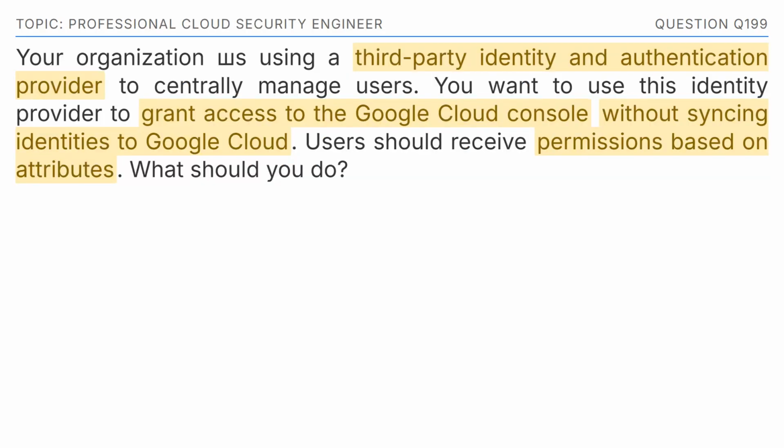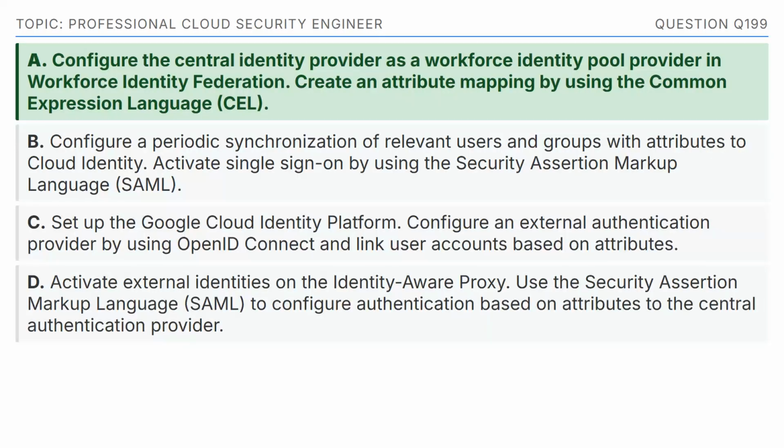To arrive at the correct answer, we focus on the keywords: third-party identity and authentication provider, grant access to the Google Cloud Console, without syncing identities to Google Cloud, permissions based on attributes. The correct answer is Option A, configure the central identity provider as a Workforce Identity Pool provider in Workforce Identity Federation. Create an attribute mapping by using the Common Expression Language, CEL.